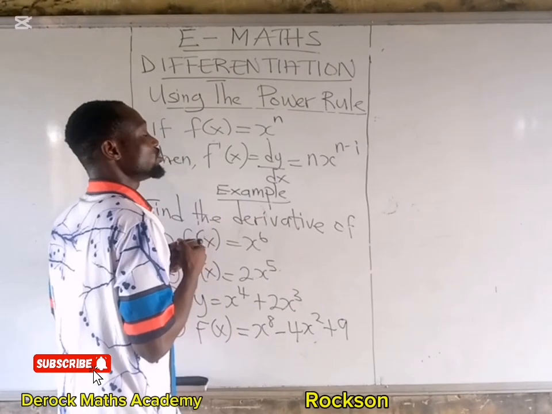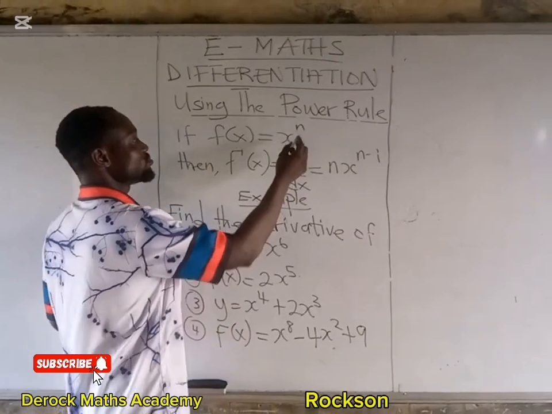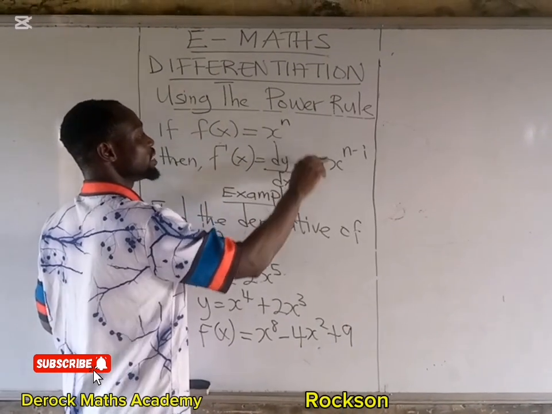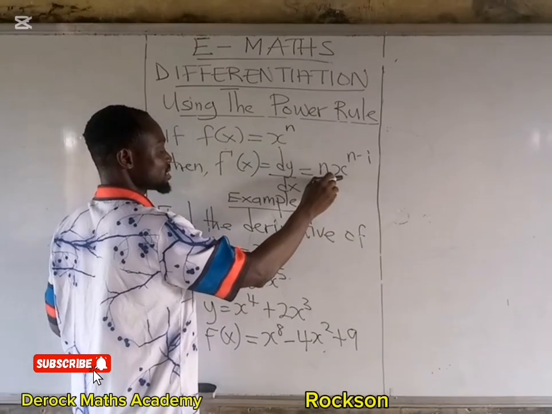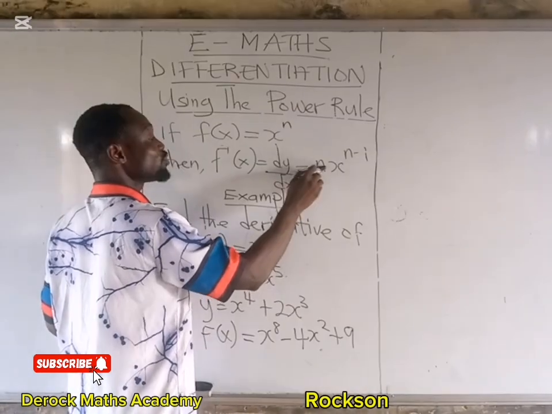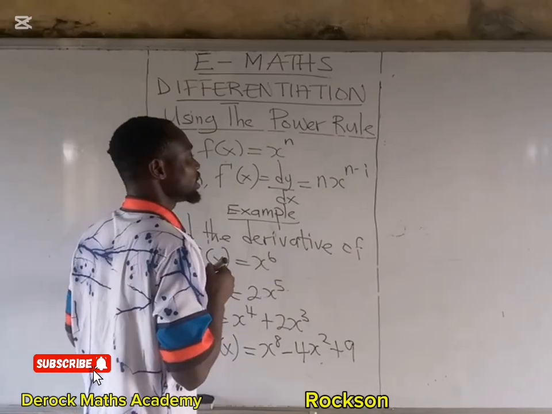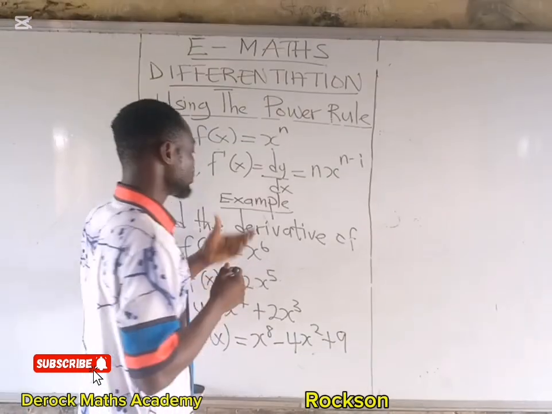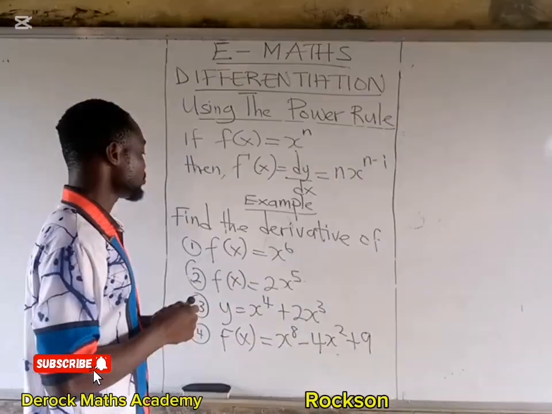It means, first of all, you have to bring the n, that is the exponent, in front of the s, but the n will multiply the s. Okay, then you subtract 1 from the exponent. So let's take these few examples.